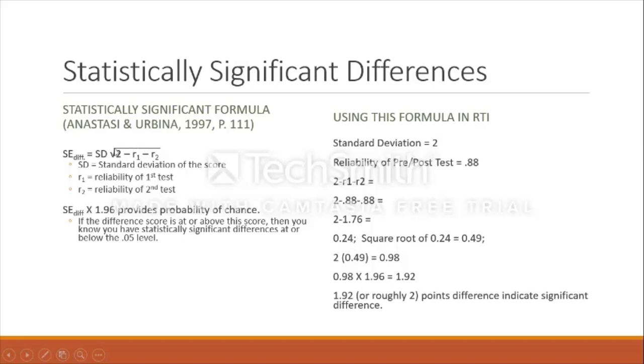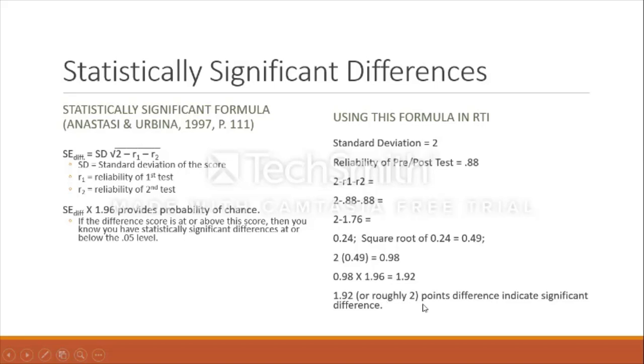And then remember, because that's under the square root, we've got to square root it, and that now makes it 0.49. Remembering we have to multiply all of that by the standard deviation. We have the standard deviation here, it's 2. So that becomes 0.98. And then remembering again, we have to multiply the standard difference by 1.96, and we get that as 1.92.